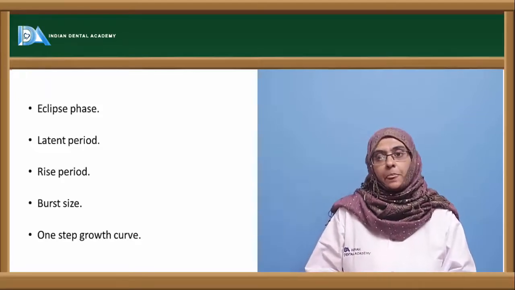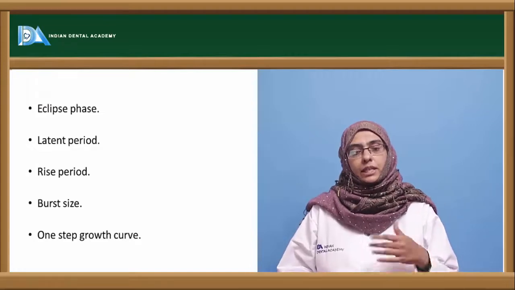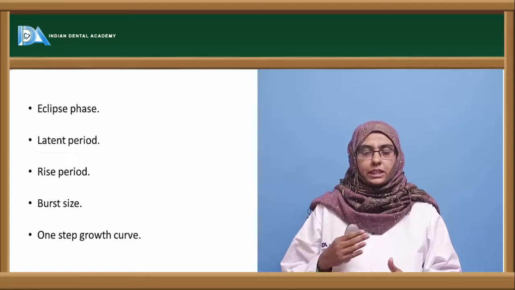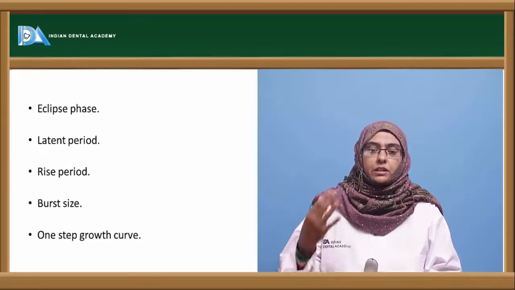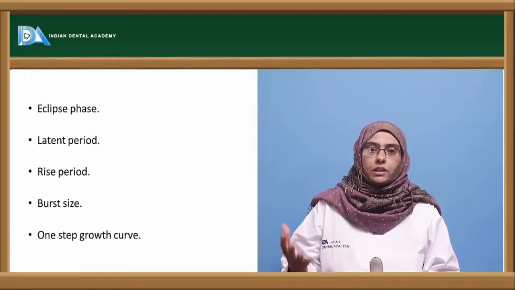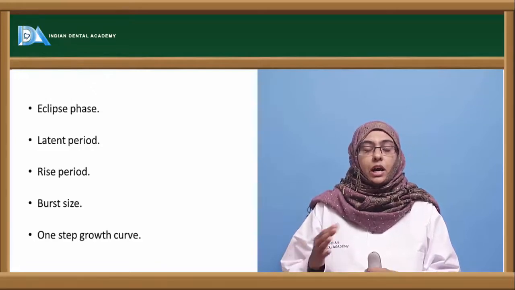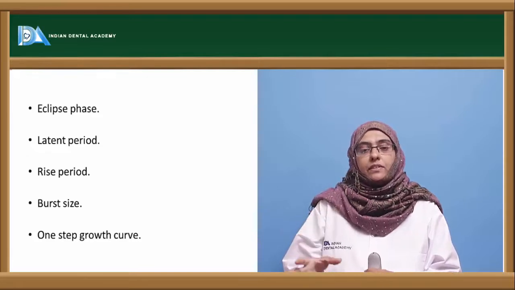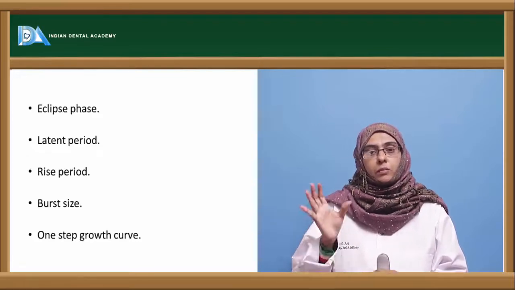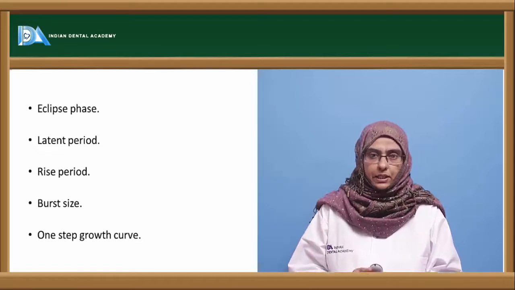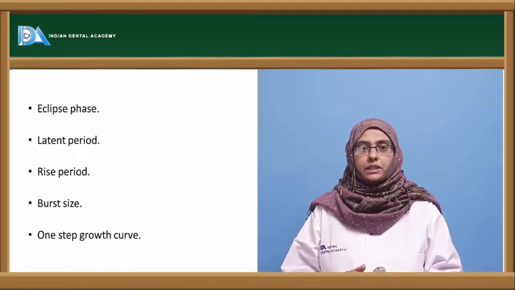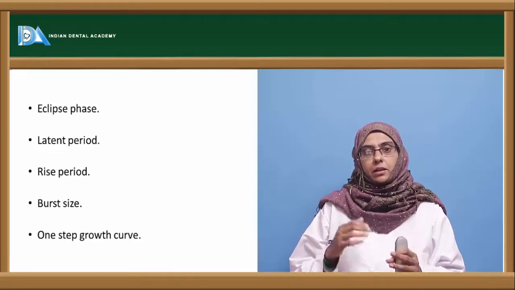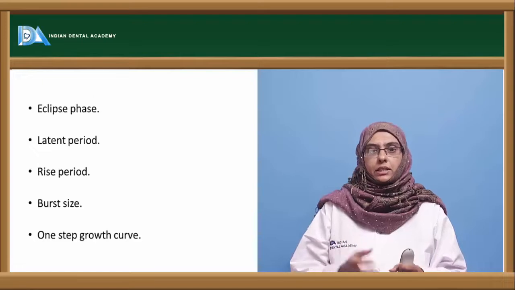the latent period. Now the rise period comes right after the latent period, when the daughter progeny are released. Initially there is an increase in the release of daughter progeny. This period, where you can see a heavy release of the daughter progeny phages, is called the rise period. Now the burst size represents the average number of daughter progeny viruses produced per bacterial cell.